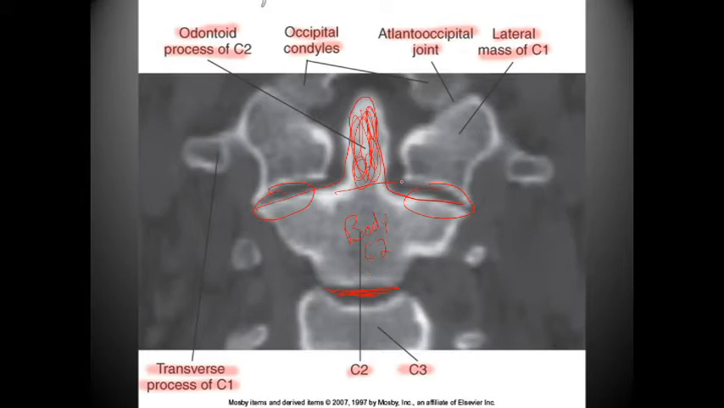we have to look at C1 as well. We're getting ready to go into the posterior arch of C1, but we do have the lateral masses. And we do have the occipital condyles here, and the superior articular processes there. The transverse process of C1 bilaterally. And I believe that is it.